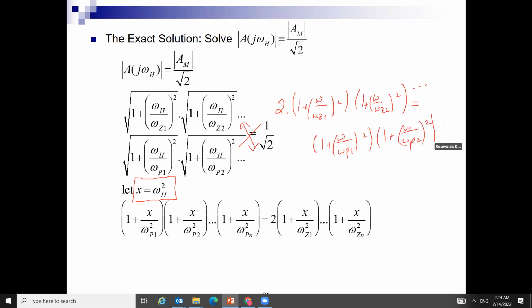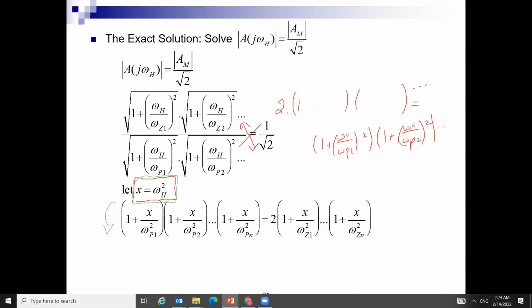Okay, and we want now to substitute in this expression omega equal omega 3 dB to solve for it. So this will be omega h, which we are solving for. Now what we do is we substitute for omega h squared x, and we end up with this expression here. So we end up with an expression where, let us remove this here.